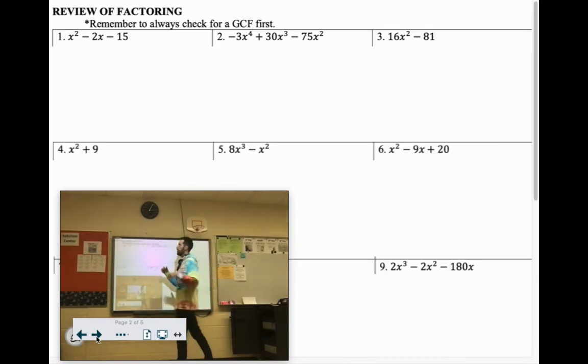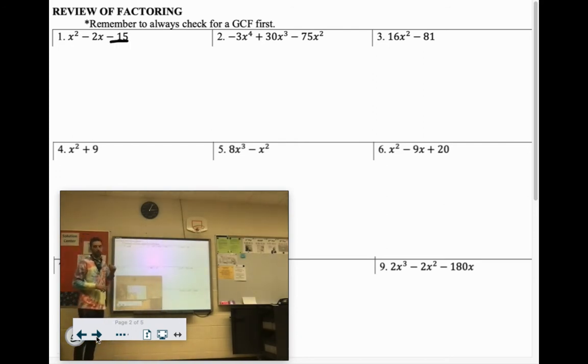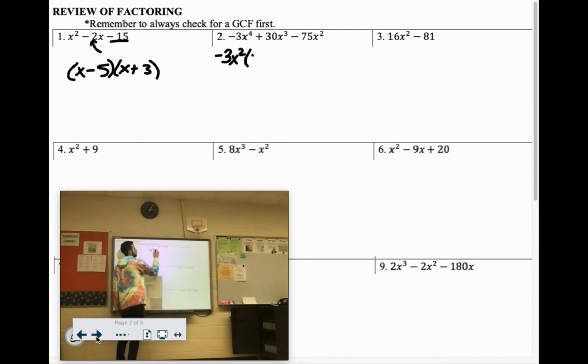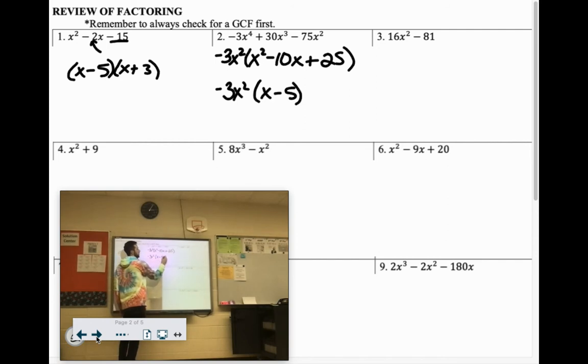Review some factoring. Remember, on these trinomials, you want to check the last number. They're multiplying to negative 15, so it's got to be one of each. They add up to negative 2, so they're 2 apart, which would be 3 and 5. So we'd have x minus 5 and x plus 3. Here, our leading coefficient's negative, so we have to factor that out. They also have a common factor of 3x squared. So if we factor negative 3x squared, we're left with x squared minus 10x plus 25, which that's a perfect square trinomial. 5 squared is 25, 5 plus 5 is 10. So it'd be x minus 5 squared.